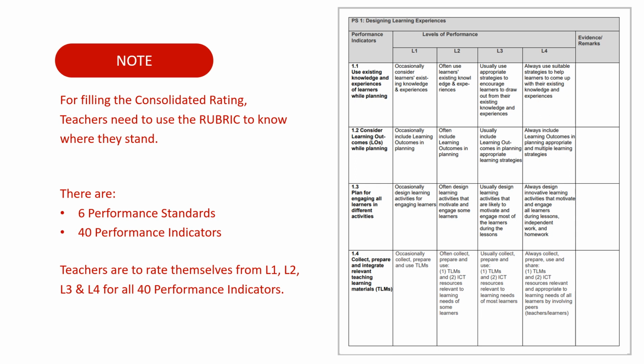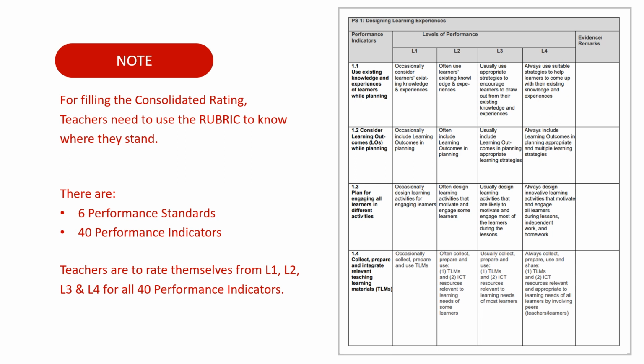Note: a few important things which the teacher needs to keep in mind when filling the consolidated rating. Remember, teachers need to use the rubric to know where they stand. There are 6 performance standards and 40 performance indicators. Teachers are to rate themselves from level 1, level 2, level 3 and level 4 for all 40 performance indicators. So I would suggest you rate yourself accordingly. Choose the levels appropriately which is relevant to you.